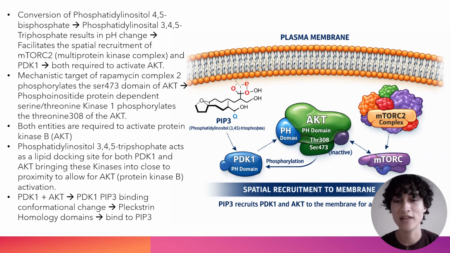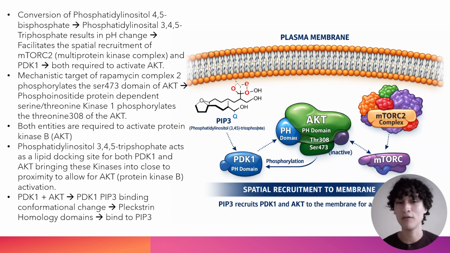Now, both PDK1 and AKT, or protein kinase B, have what's called pleckstrin homology domains, and they're domains that are able to respond to phosphatidylinositol 4,5 bisphosphate conversion into phosphatidylinositol 3,4,5 triphosphate, that pH change. There's domains in those proteins that are very sensitive to that pH change, and it facilitates what's called spatial recruitment. So typically in a cell, when you have high levels of PIP2 before you have insulin binding, you're going to have the protein kinase B, the mTORC2 complex, and the PDK1 enzyme all not in close proximity with each other, so they can't activate protein kinase B.